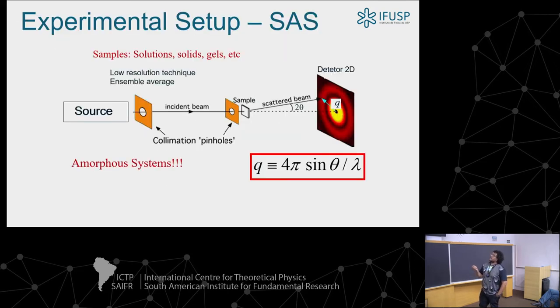So one of the typical setups for SAXS is like this. You have a source of X-rays, neutrons, or light. You collimate your beam. Usually it's a transmission experiment, so the beam passes through your sample. If we're talking about X-rays, they interact with the electron clouds, and then by collecting the spherical wave that comes out from the interaction, we can have some, let's say, data which can give some structural information.